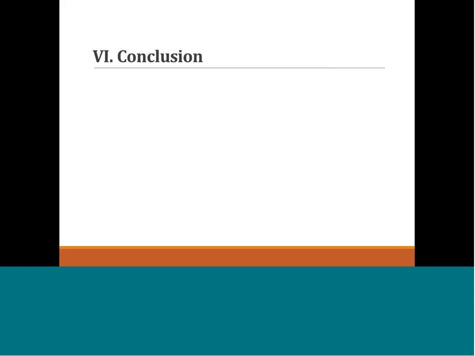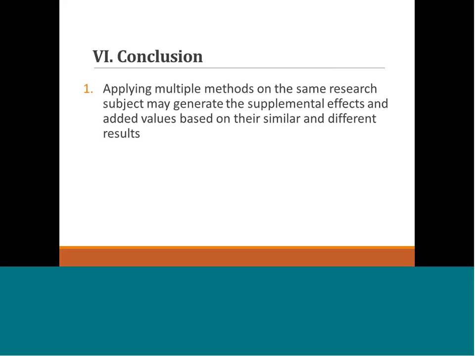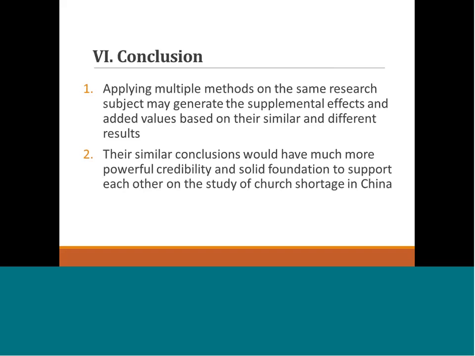All right, let's make a conclusion before we stop. Applying multiple methods on the same research subject obviously may generate supplemental effects and added values based on their similar and different results. For example, with their similar conclusion, we just listed 9 cities covering 3 regions in China as church shortage areas, right? We have much more powerful credibility and a solid foundation to support each other on the study of church shortage in China.